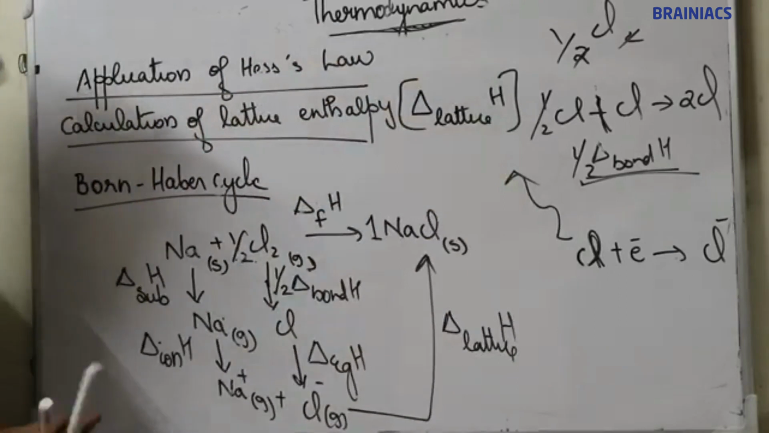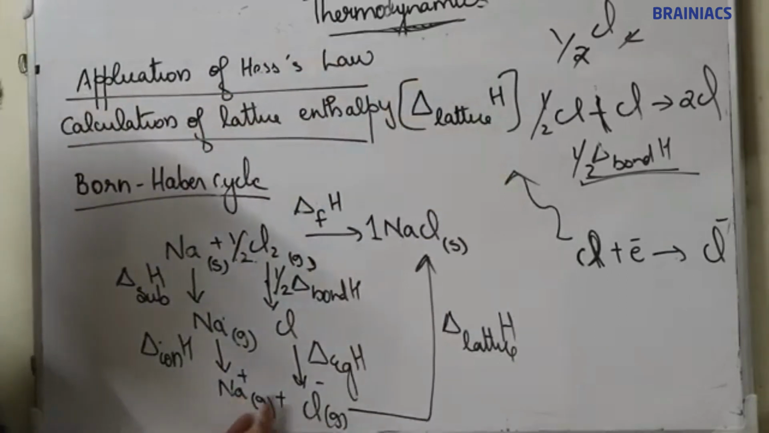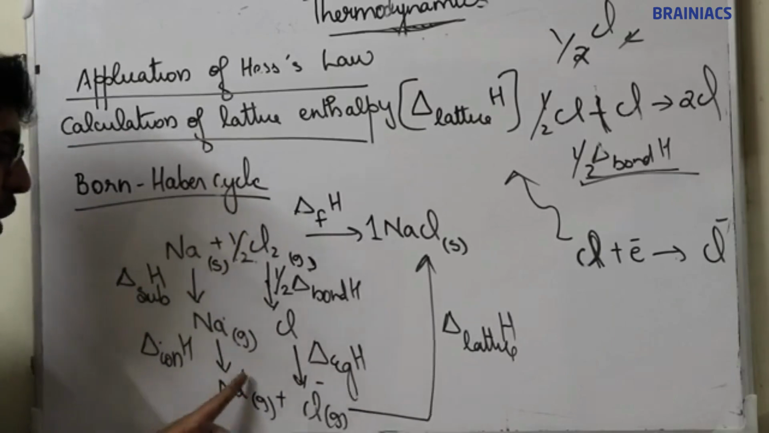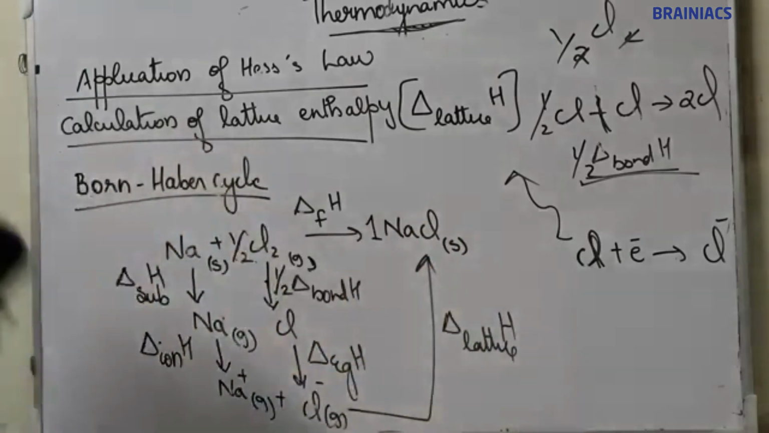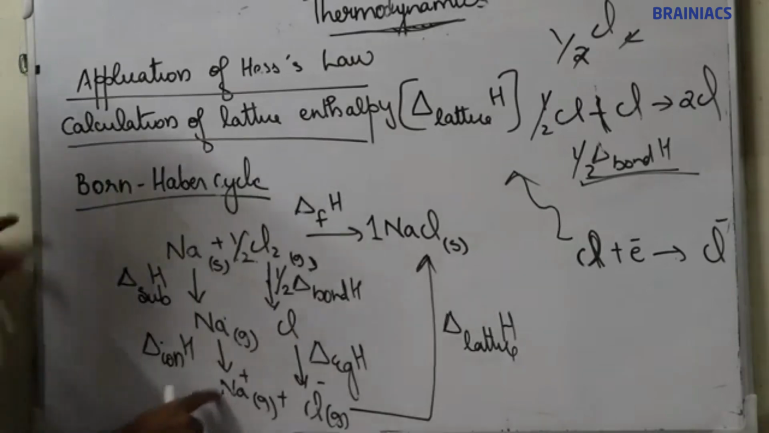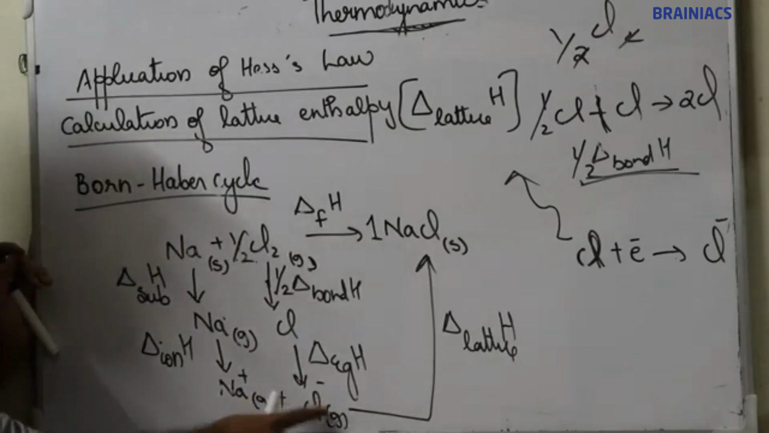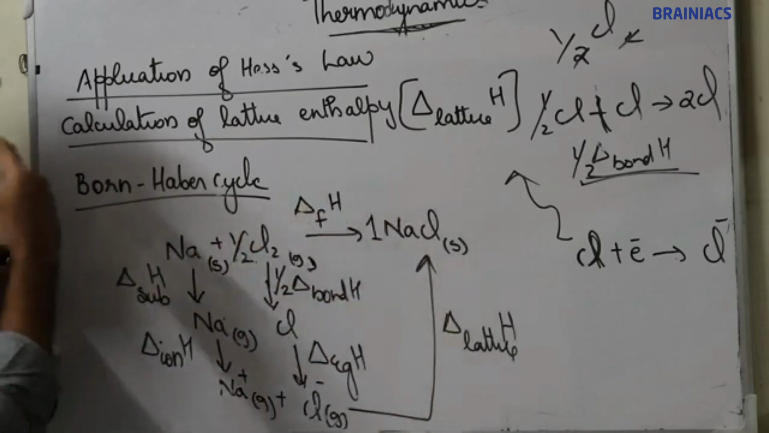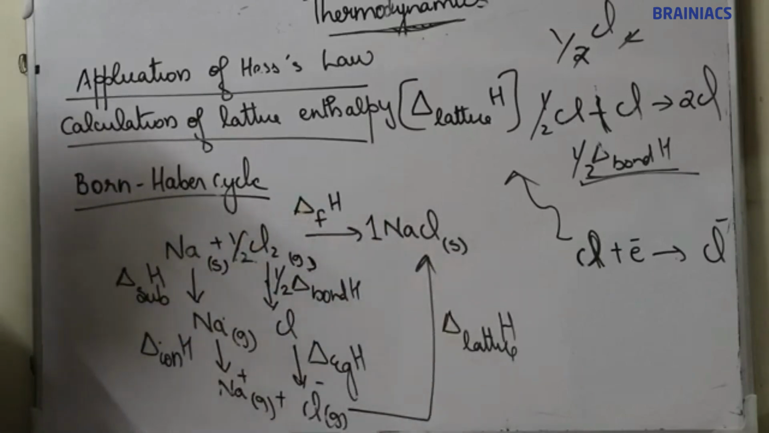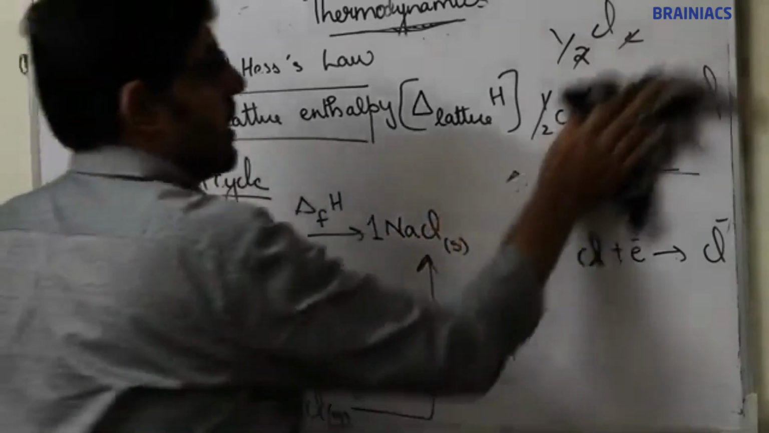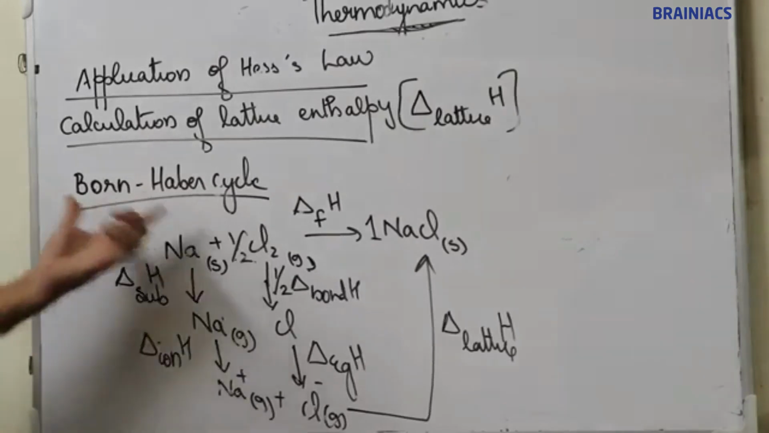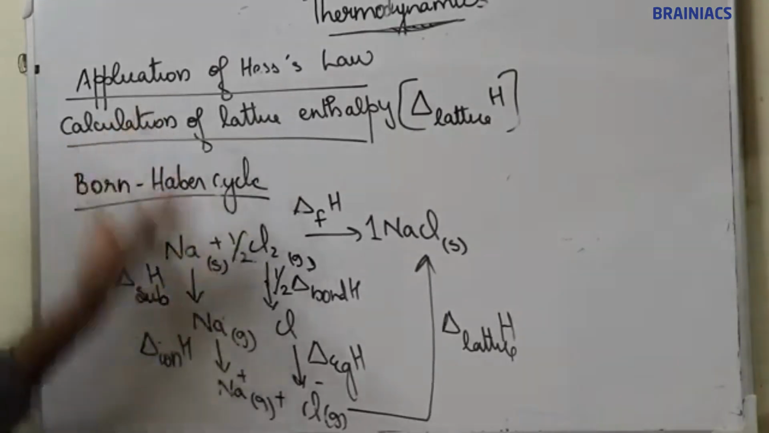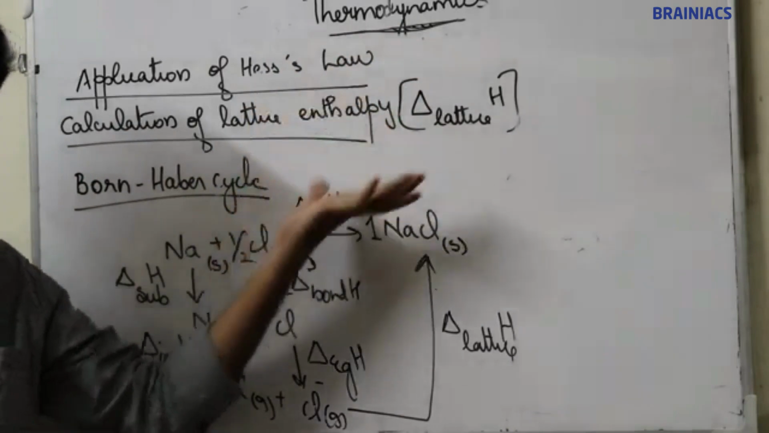What is lattice enthalpy? It is the energy released when 1 mole of gaseous cation reacts with 1 mole of gaseous anion to produce 1 mole of solid ionic compound. Right? So the Born-Haber cycle is a method used to calculate lattice enthalpy.